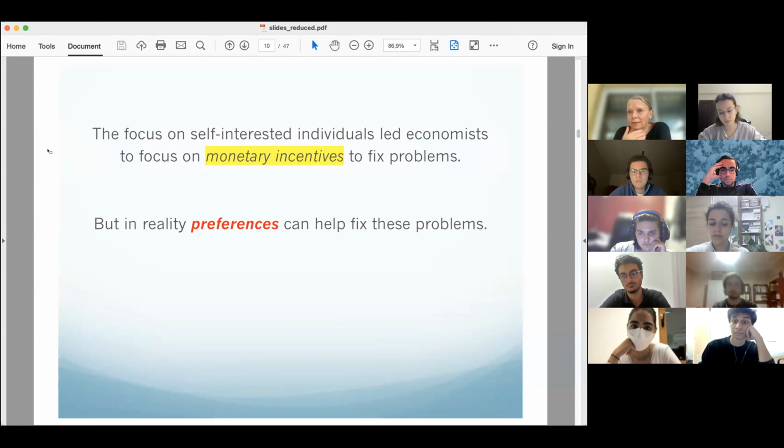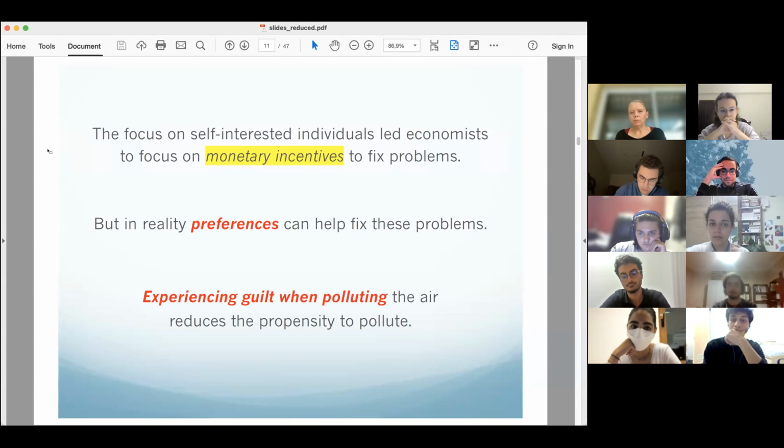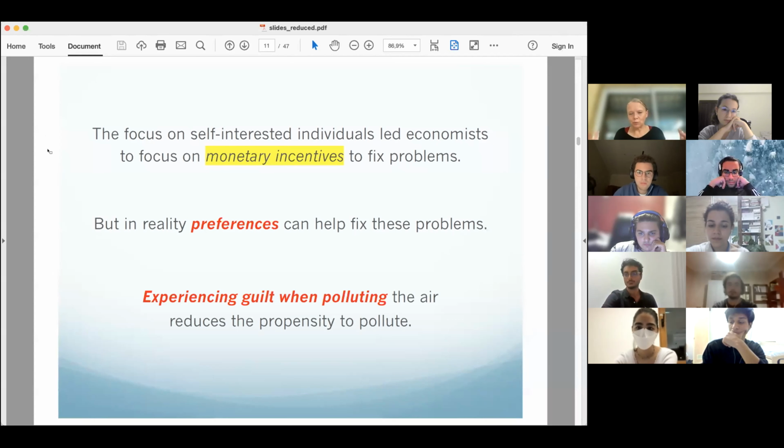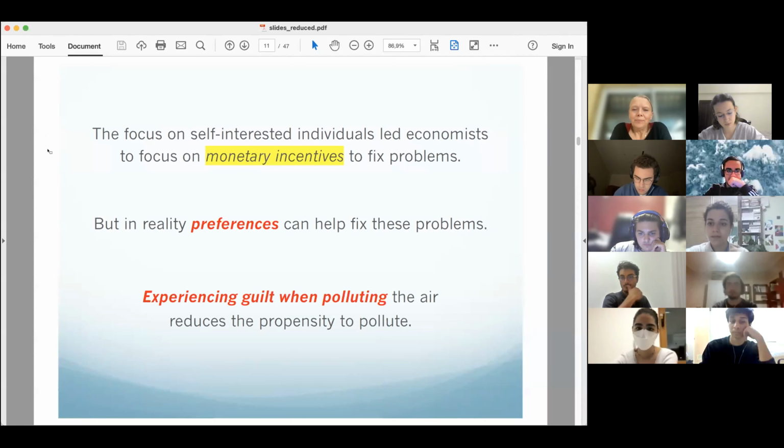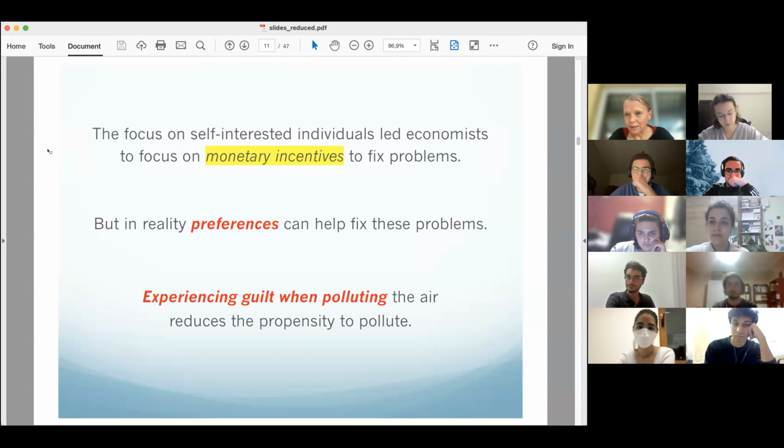But in reality, preferences can also help fix some of these problems, right? So we need to make our models more relevant in terms of seeking to address what we find in the real world. We need to step away from the purely selfish home economics model, because by now we know that far from everyone is this standard home economics.